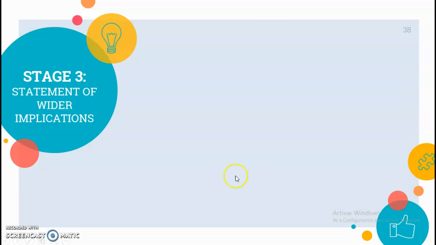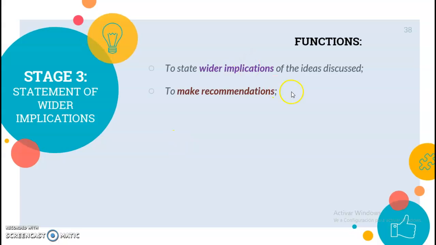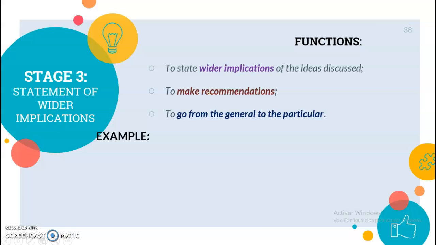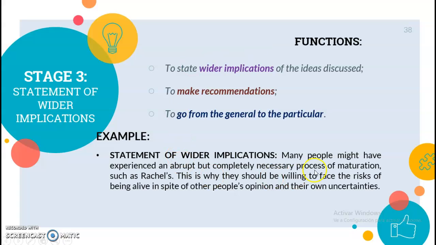Stage or step 3 is the statement of wider implications. The functions of this stage are to state wider implications on the ideas discussed, to make recommendations, and to go from the general to the particular. So let's take a look at the following example.